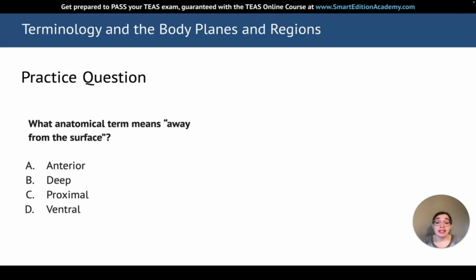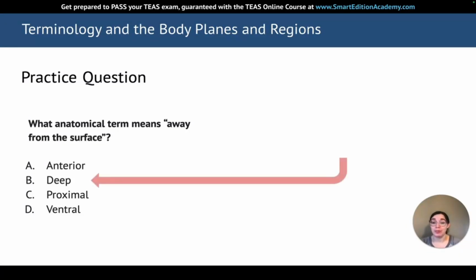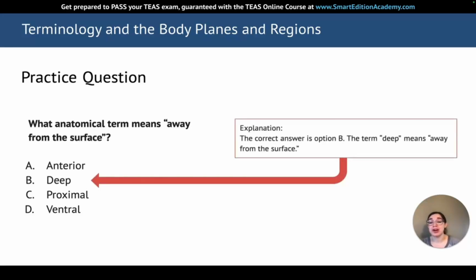Now, what anatomical term means away from the surface? Is it A, anterior? Is it B, deep? Is it C, proximal? Or is it D, ventral? And the correct answer here is option B. The word deep is a term that means away from the surface.